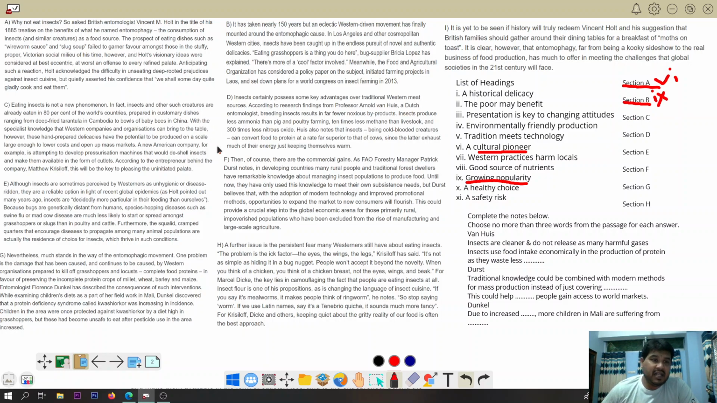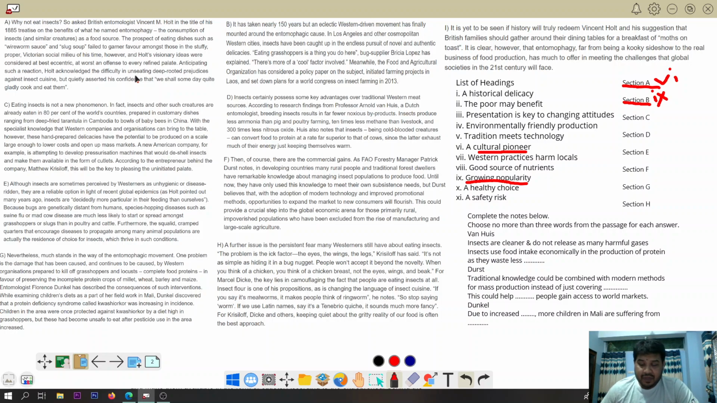Now, let's go to C. In this paragraph, we can see that eating insects is not a new phenomenon. In fact, insects and other such creatures are already eaten in 80% of the world's countries, prepared in customary dishes ranging from deep-fried tarantulas in Cambodia to bowls of baby bees in China.